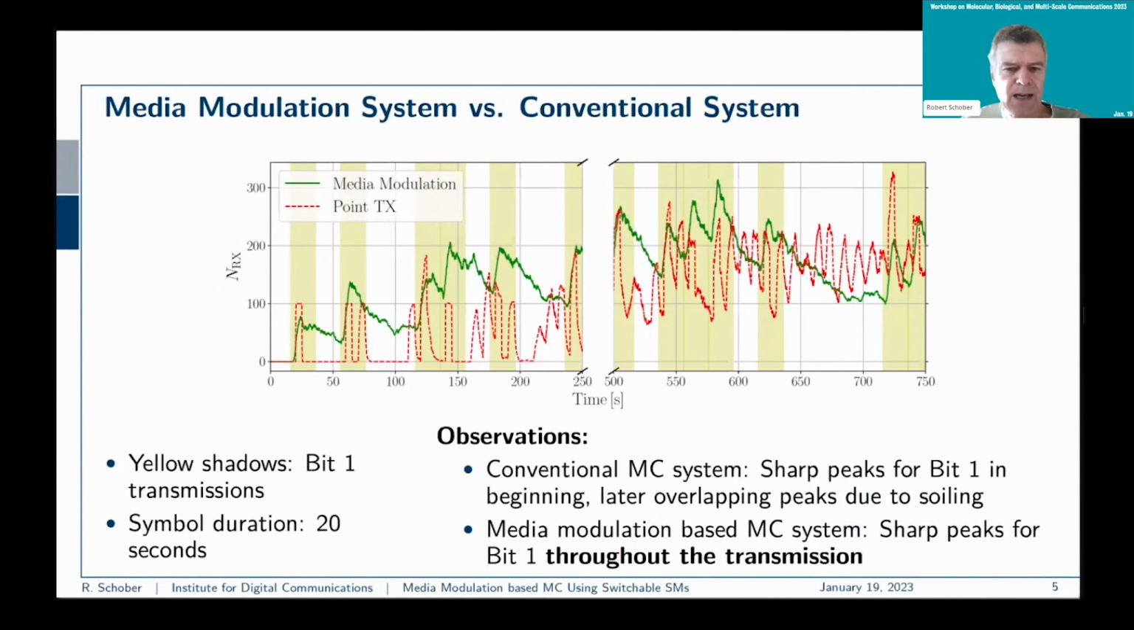Right. But as time goes on, if we go more towards the right-hand side, then we see the soiling of the channel for the conventional transmitter. And basically, we have this red curve going up and down. And there's really no relation between what we do at the transmitter and what we observe at the receiver. So we cannot basically communicate reliably. On the other hand, for the green curve, which is the media modulation, you can see still after many transmissions, we can clearly see these peaks whenever binary 1 was transmitted, and then afterwards the signal goes down again to a lower level, which means that a binary 0 was sent.